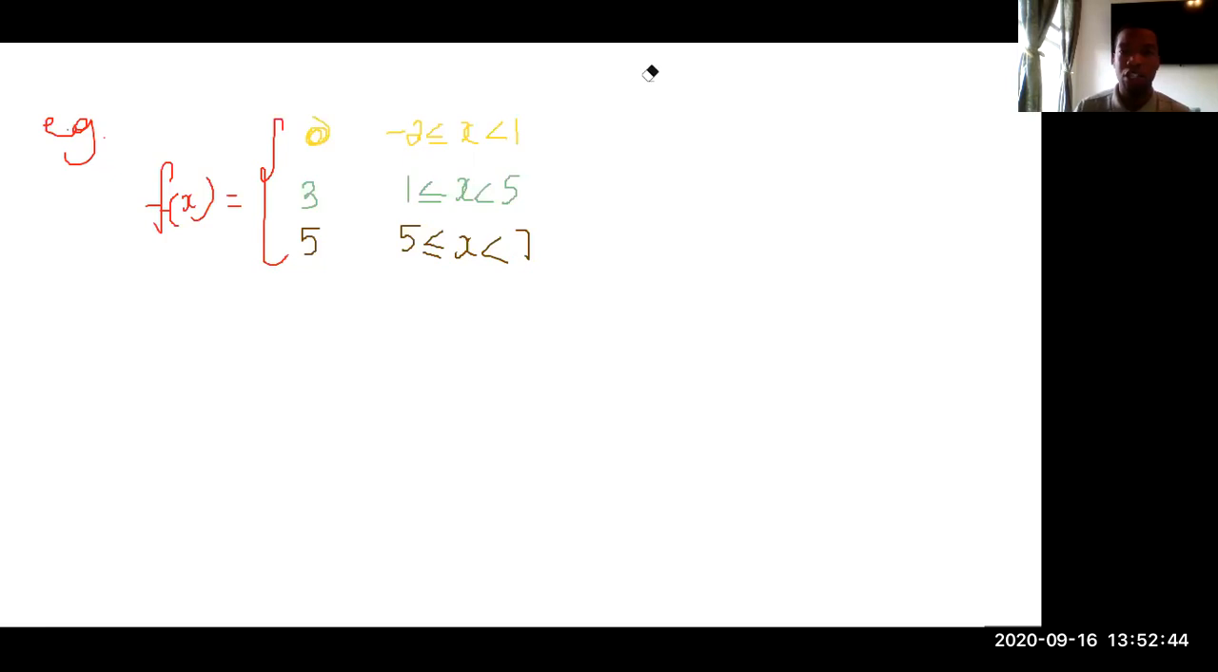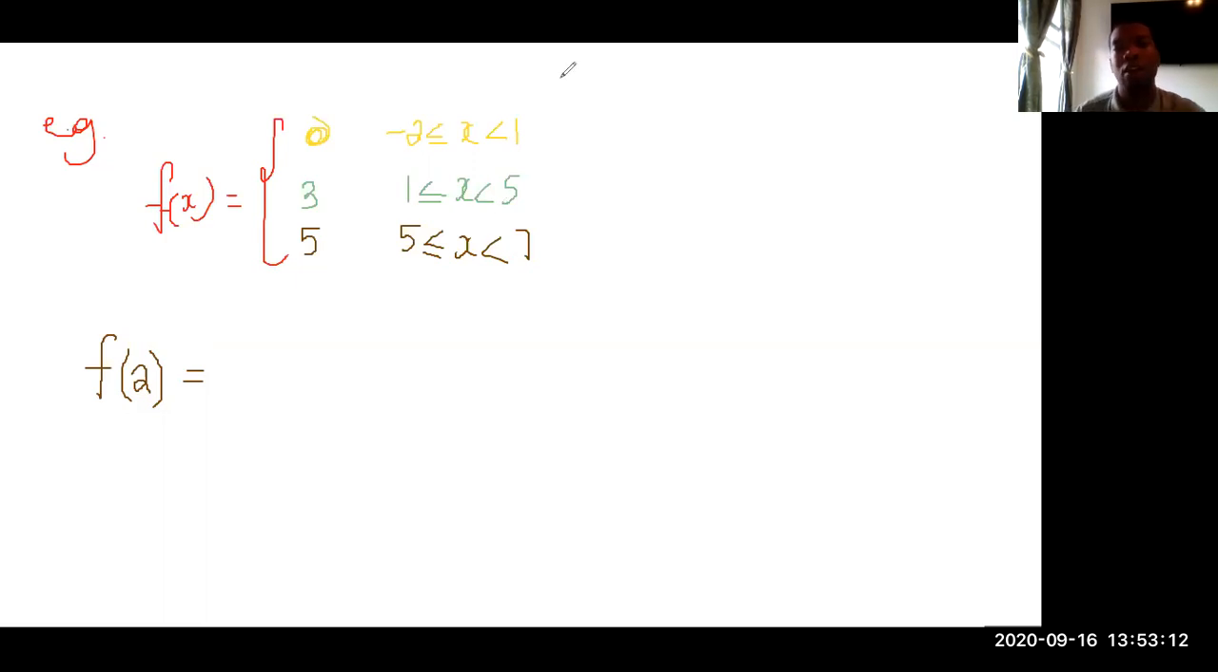So in the chat, what I want us to do, we're going to answer some questions. So what if I want to find the value for f of 2? If I want to find the value for f of 2, what would this answer be? Put it in the chat. If I want to find the value for f of 2, what would this answer be?